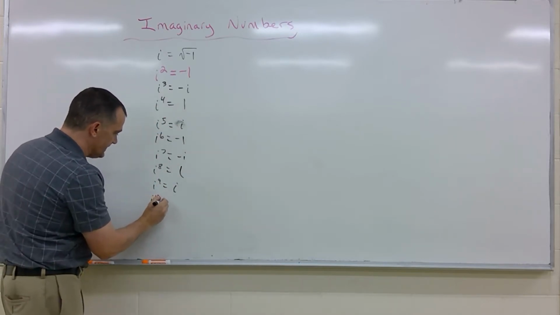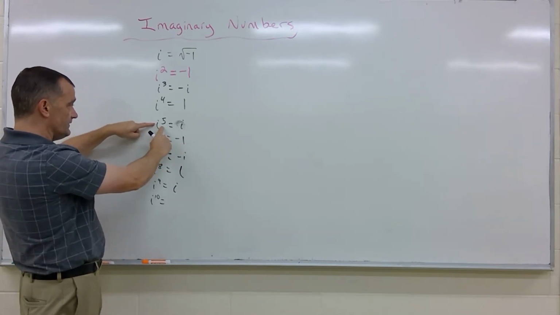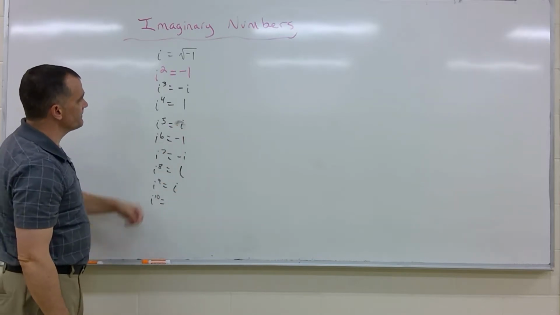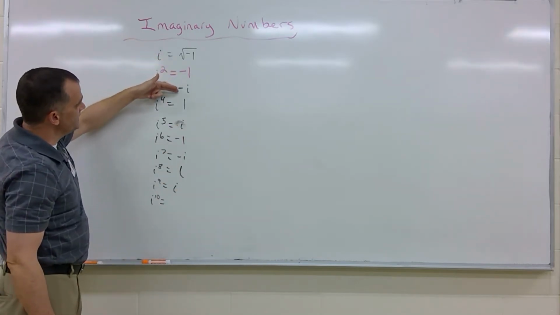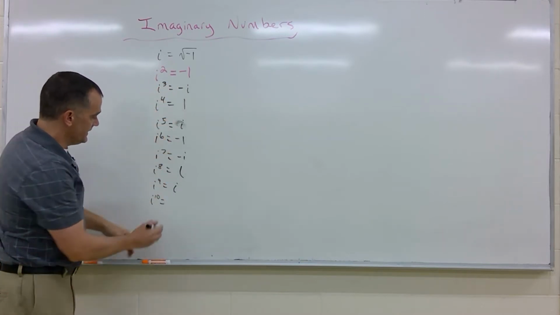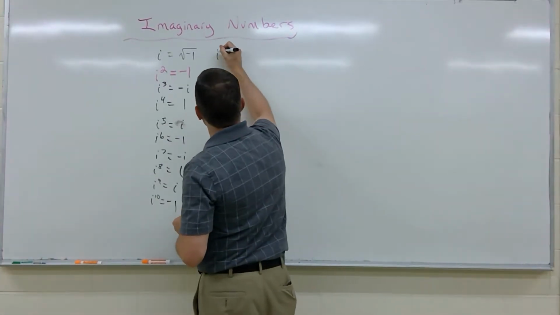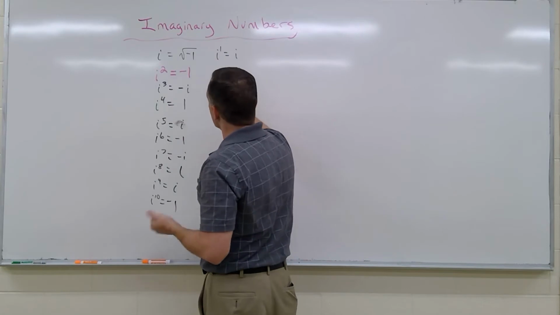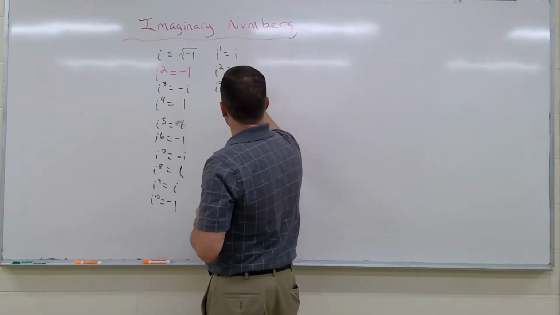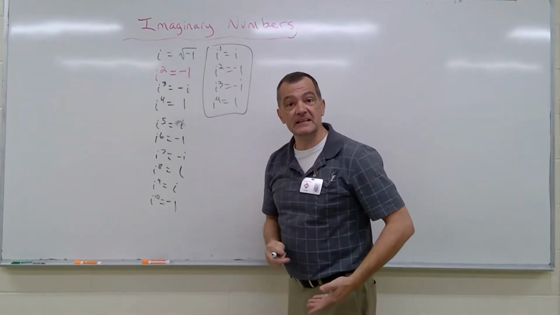i to the 10th, I could use i times i. If I wanted to, I could use i to the 5th times i to the 5th, which is i times i. Or I could just start looking at the pattern. It's i, -1, -i, 1, i, -1, -i, 1, i, -1. It repeats every 4. So a lot of times people just go, i to the 1st equals i, the square root of -1. i squared equals -1. i cubed equals -i. i to the 4th equals 1. And then they know that it repeats after that.